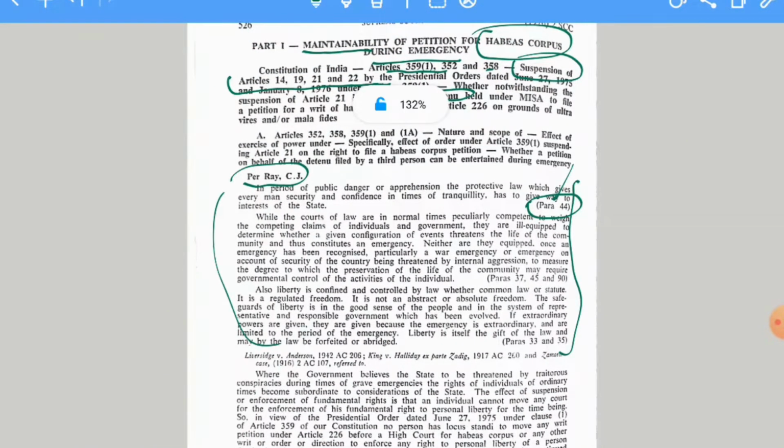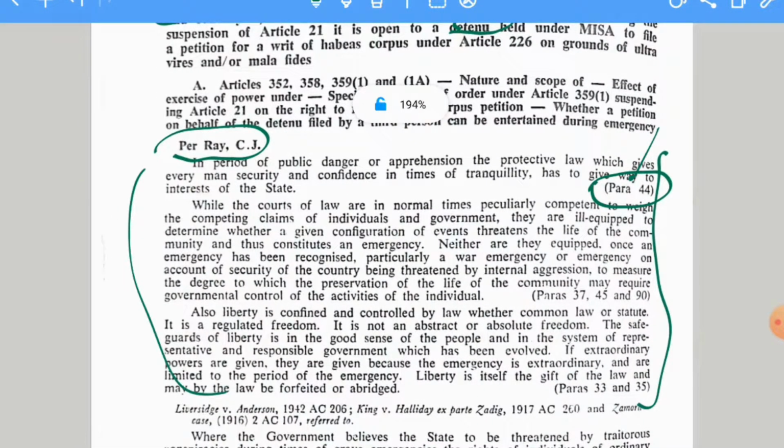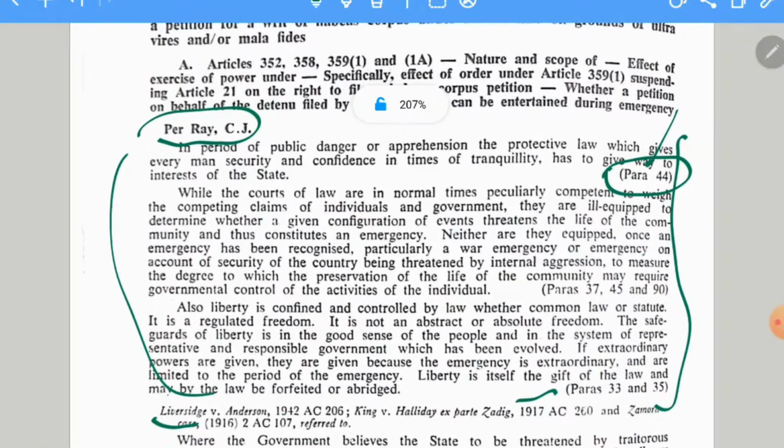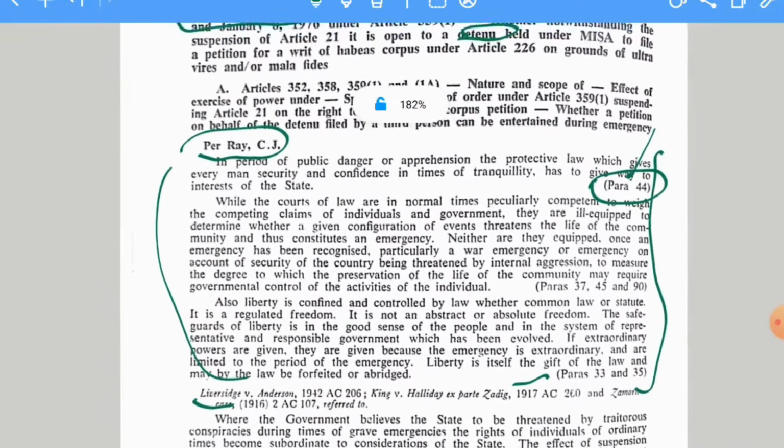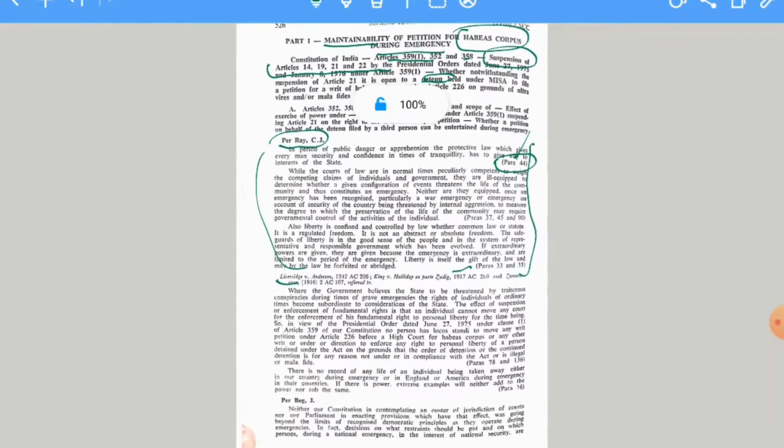Apart from this, you can also see some judgments which have been cited by Justice Ray. You can see here. While discussing para number 33 and 35, he has cited judgments such as Lee versus Anderson and King versus Holiday, ex parte Jedig. So these are the cases which he had cited. So this is the way you can see what the opinion of Chief Justice Ray was on this point. You can get it here. Okay.